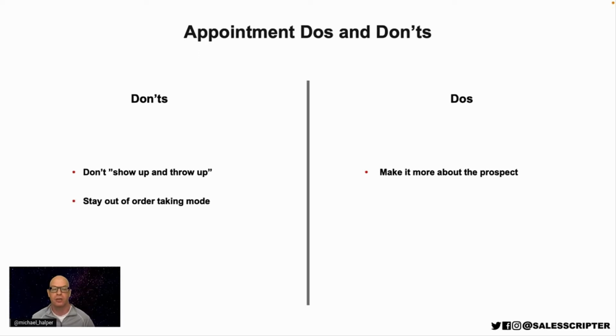The next don't is, when you go on appointments, try to stay out of order taking mode. Order taking mode is you schedule an appointment with a prospect, or a lead generation person schedules an appointment, and you go on the appointment thinking that it's an interested prospect in what you have to offer because they accepted your request for an appointment, and you just go in there expecting to basically take their order, sell your product. And I'll give you an example of this.